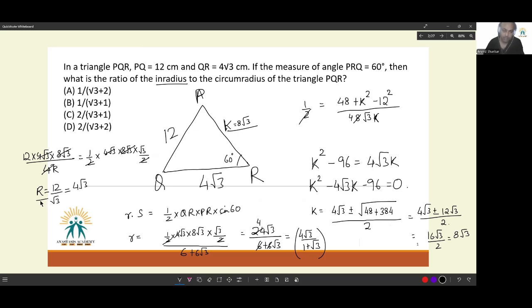Now that I have my circumradius as 4 root 3 and my inradius as 4 root 3 by 1 plus root 3, we can finally get to the ratio. 4 root 3 will get cancelled. The ratio will be 1 by 1 plus root 3, which is similar to option B, and we can mark the answer here.